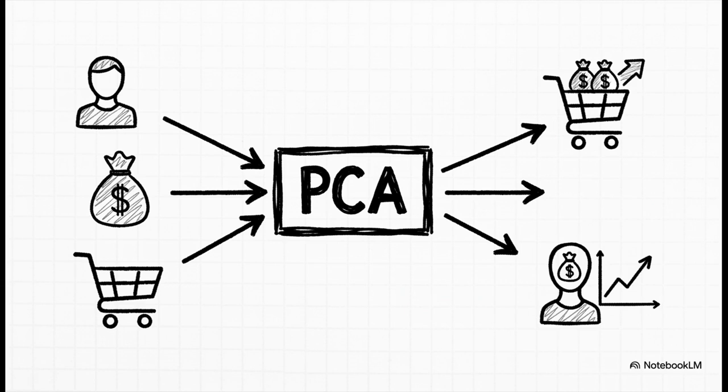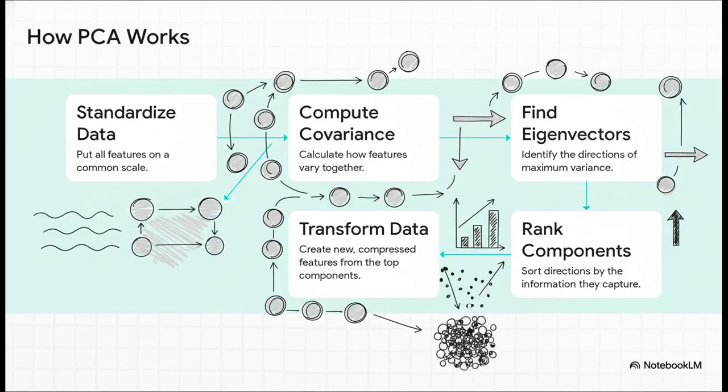It takes a look at all your original data, things like a customer's age, their income, their spending habits, and it intelligently combines them into a smaller set of super powerful new features. We call these principal components, and they're basically a super condensed summary of the most important patterns hiding in your data.